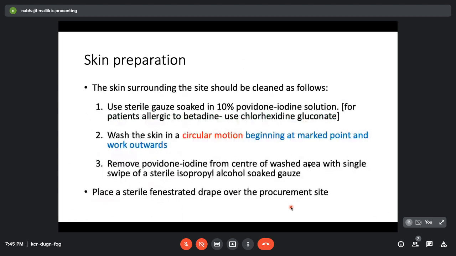Now coming to after the site preparation, we come to the skin preparation, and the skin surrounding the site should be cleaned. How should it be cleaned? It should be cleaned using a sterile gauze that is soaked in 10% povidone iodine solution, and the skin should be washed in a circular motion, beginning at the marked point and working outwards. Now after that, we have to remove the povidone iodine from the center of the wash area with a single swipe of sterile isopropyl alcohol.